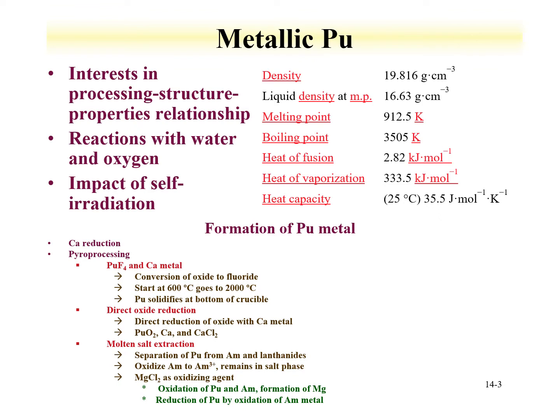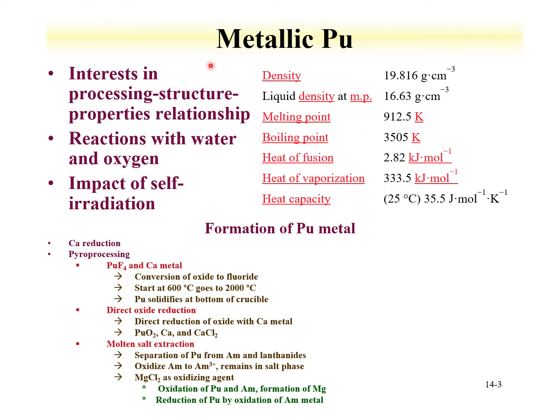Metallic plutonium has many interesting properties, all derived from the f-element chemistry. The density varies, but can be close to 20 grams per milliliter, and it has a relatively low melting point around 600 C.